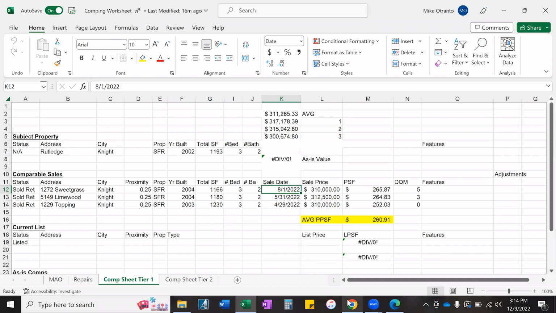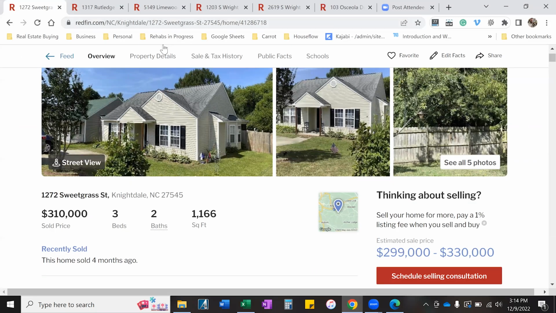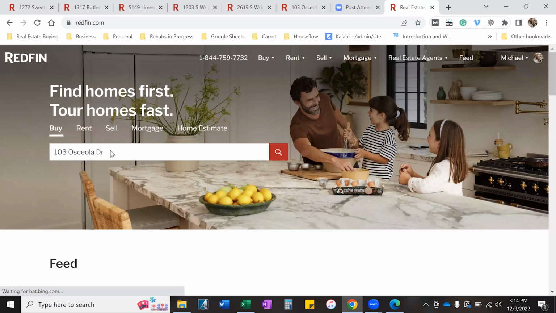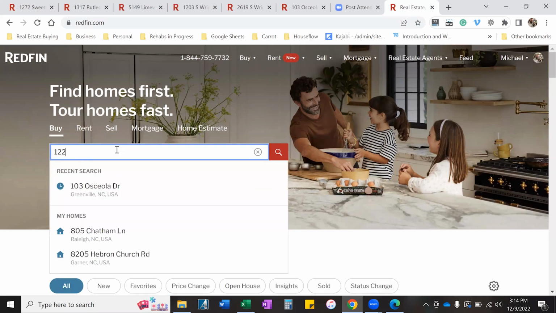Three good comparables that give me some certainty, saying that I can sell this house in the low 300s. So let's go to this house on Topping. I just like the way Redfin is laid out. I mean, if you prefer Zillow, you could use it, but I just happen to like Redfin's dashboard.